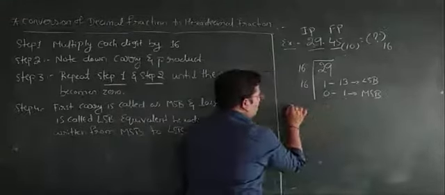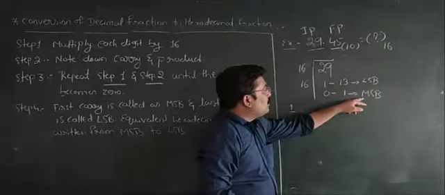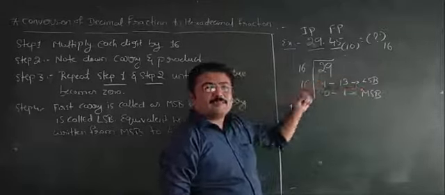So 1 as it is I will write. So after writing 1, next is LSB, that is 13.